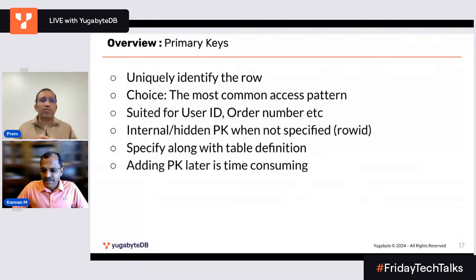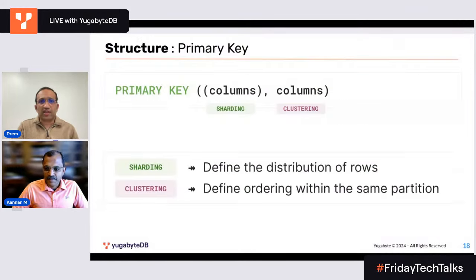This is very important. If not explicitly specified, YugabyteDB will automatically generate an internal row ID as primary key. This is not visible to the user. So always remember to add a primary key when you create the table. That's because if you define a primary key after the data is loaded, the whole table has to be reordered and could take a lot of time depending upon the data size.